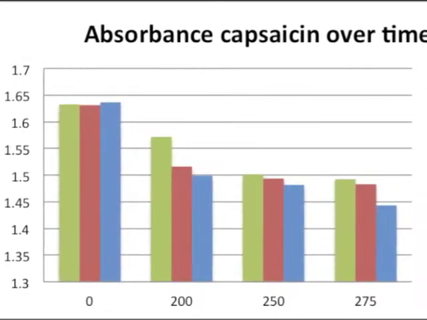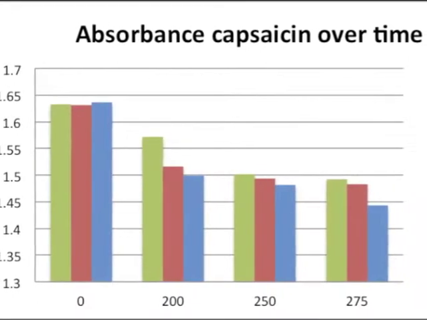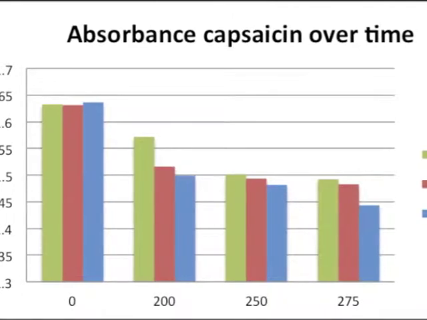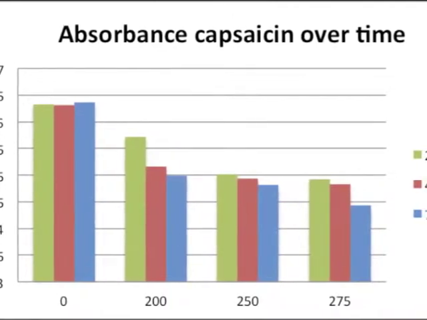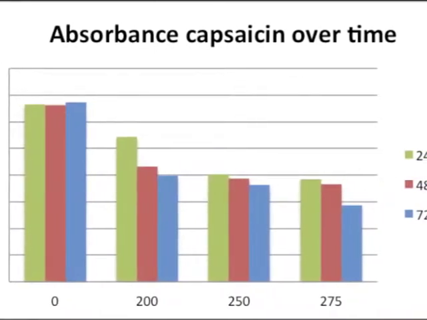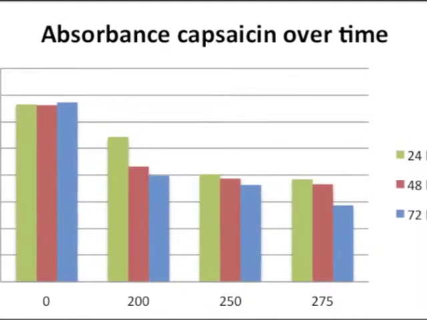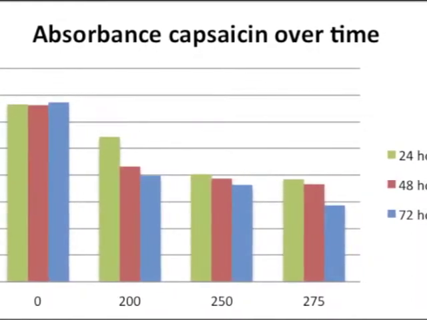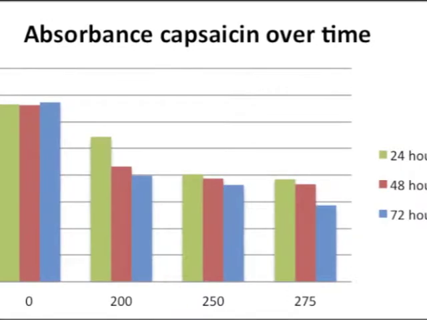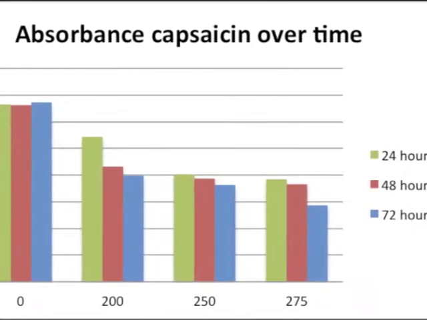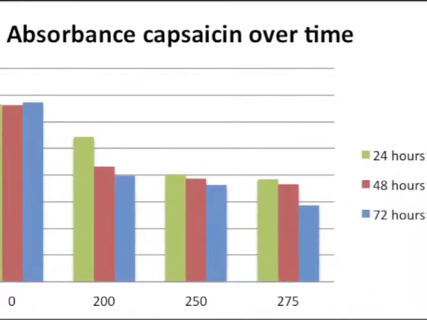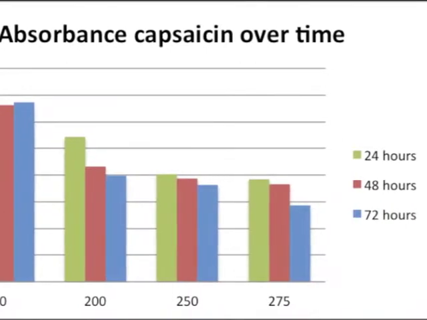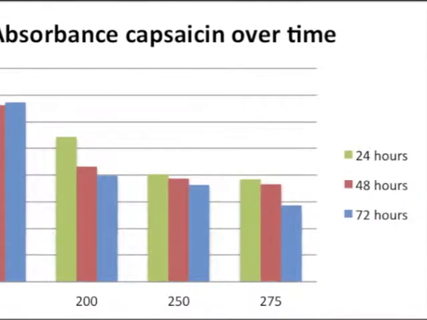Here are my results. I measured the mitochondrial viability with a stain every 24 hours and used a spectrometer to get the absorbance of that stain at 570 nanometers of light. What I found is that over time, increasing amounts of capsaicin correlated to a decreasing amount of mitochondrial viability. Essentially, as the concentration of capsaicin increased, the cells became less metabolically active.